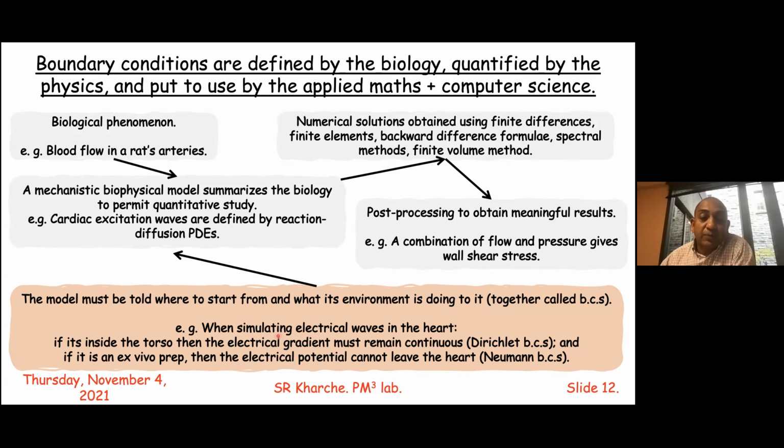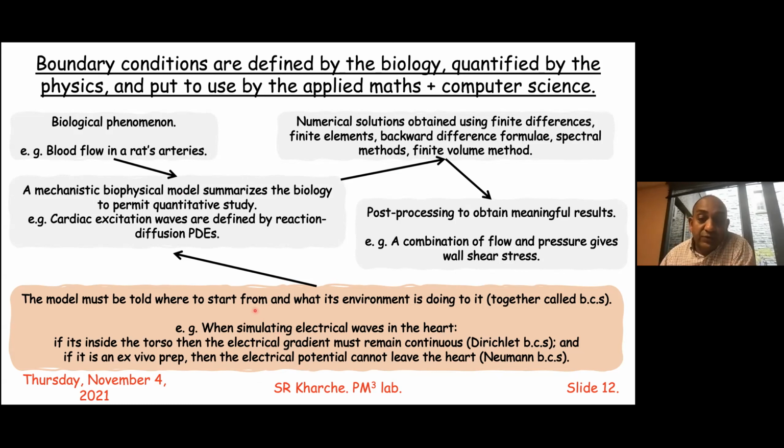And so the model must be told at least two things. The first thing that the model must be told is where to start from. What are the prevalent conditions when your experiment started, when your simulation started, when your observation started, never mind simulation or experiment, but at what place of state variable values did your observation start? So that is an important part.